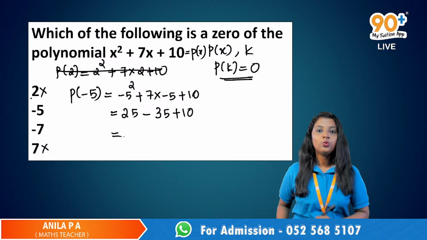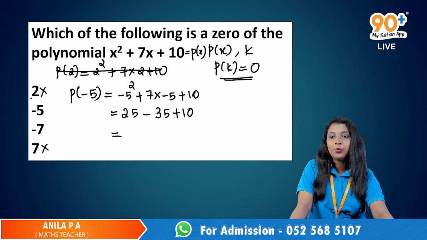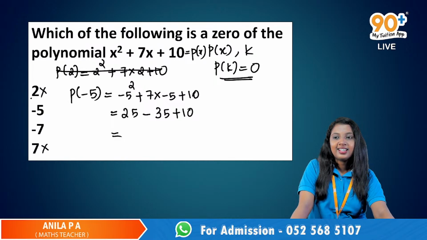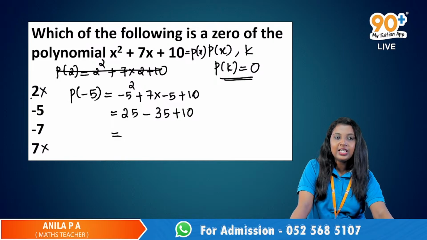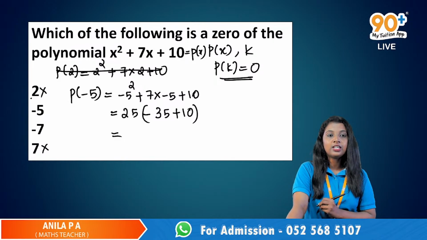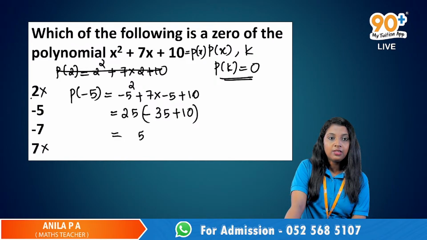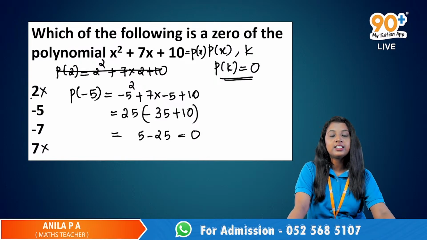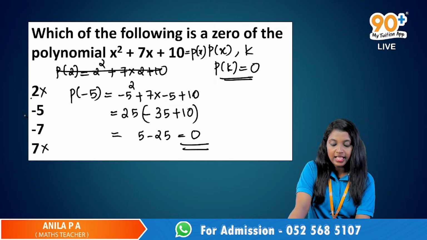And this is equal to 25 minus 35 plus 10. What is negative 35 plus 10? According to board maths, we do negative 35 plus 10 and it will be negative 25. So 25 minus 25 is 0. You will get the answer as 0. So this is the correct answer. Negative 5 is the correct answer.